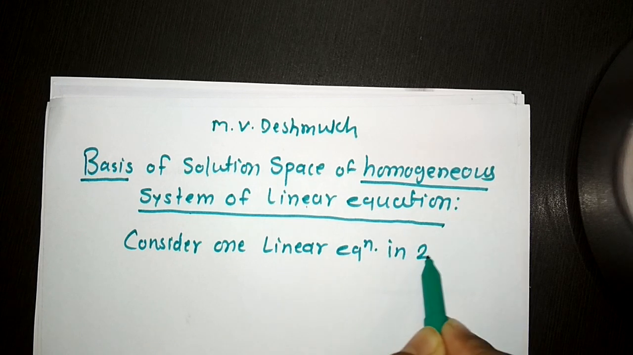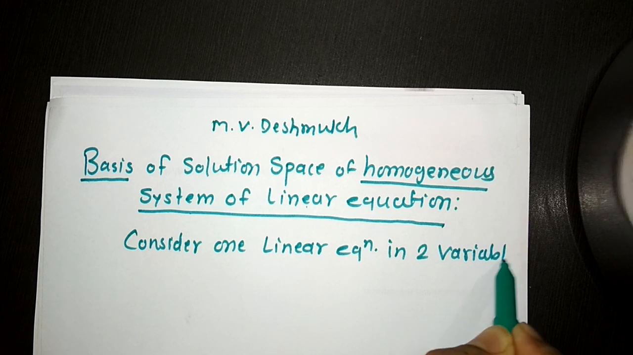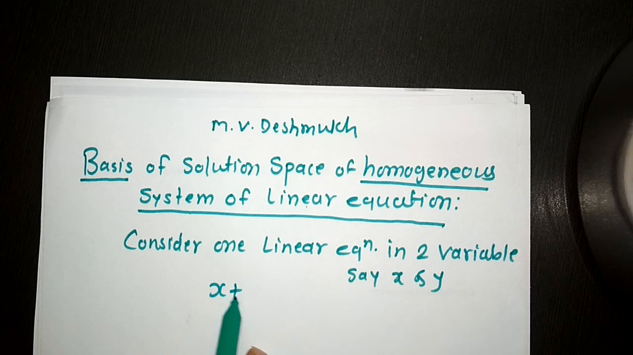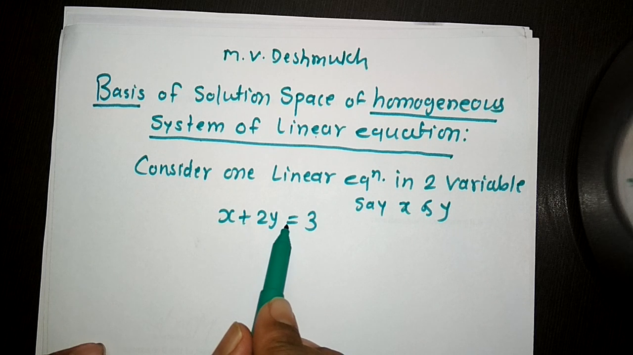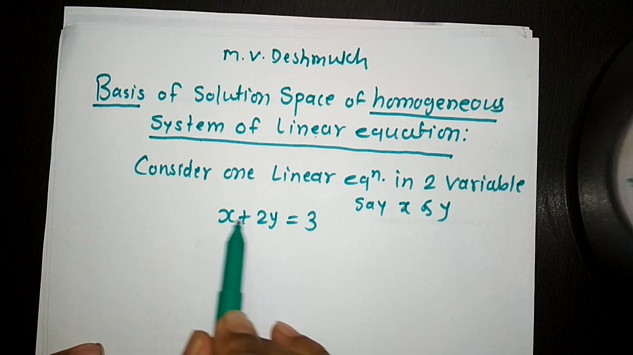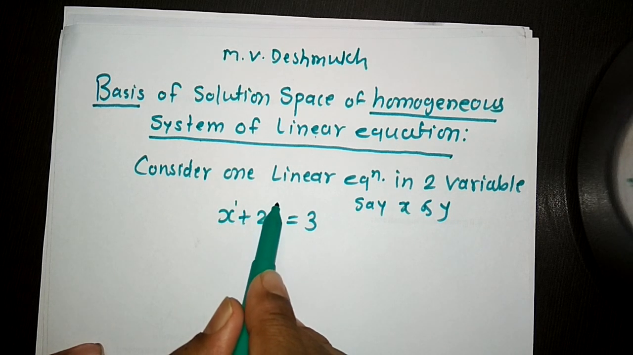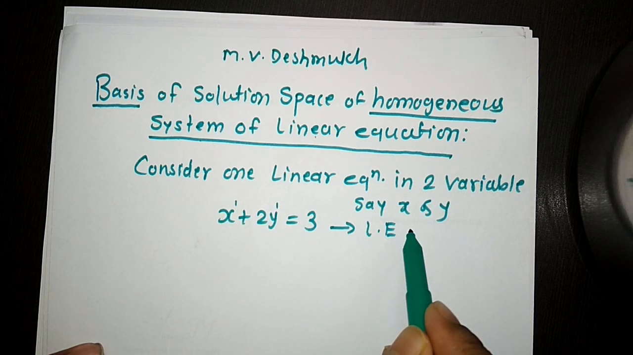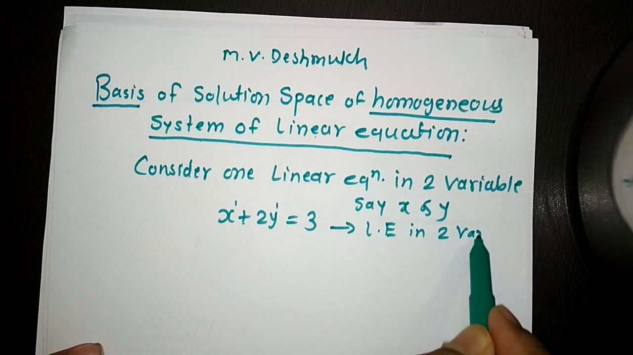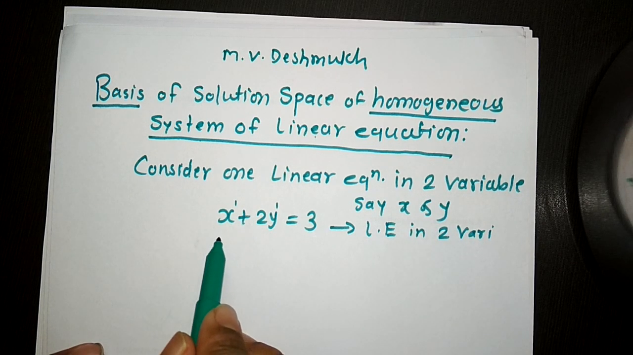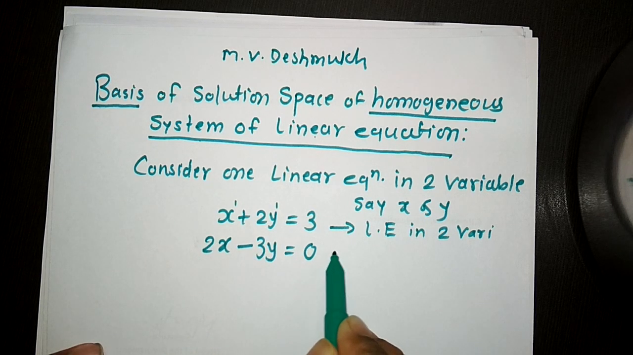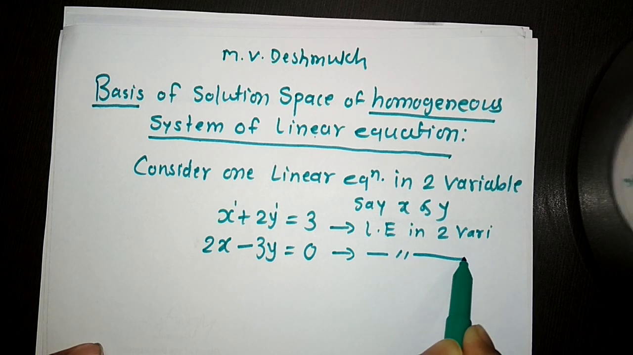in two variables, say x and y. For example, x plus 2y is equal to 3. So this is the equation, and that equation contains two variables, x and y. The power of each variable is 1, therefore the maximum power is 1, therefore this is a linear equation in two variables. If you consider another equation, 2x minus 3y is equal to 0, this equation is also a linear equation in two variables.